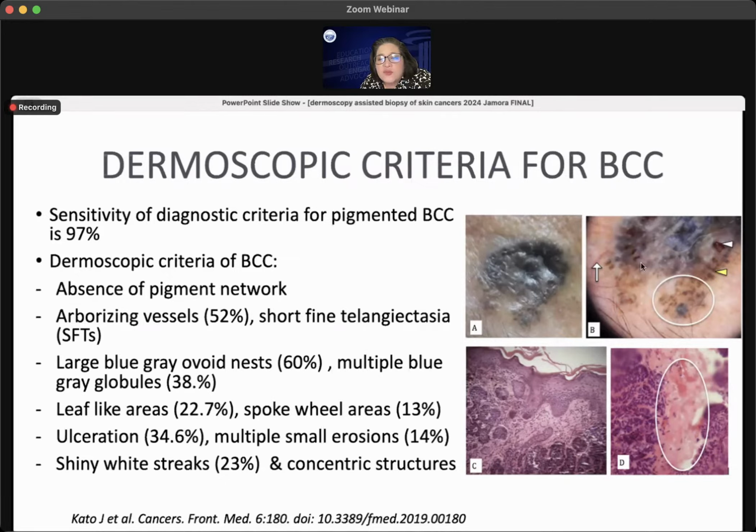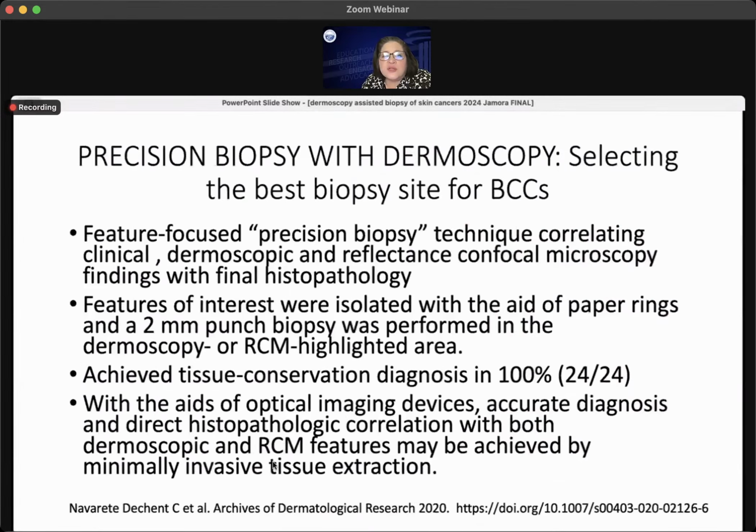So I would recommend that if you do a biopsy, do it on the blue-gray ovoid nest areas, okay? Try to avoid the ulcerated and small erosion areas, but those are also high dermoscopic criteria sensitivity. And Johan also talked about shiny white streaks and concentric structures, which are newer criteria for basal cells.